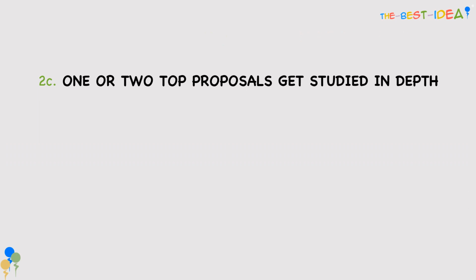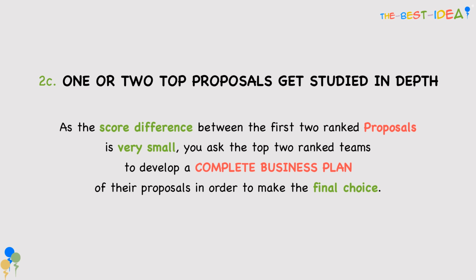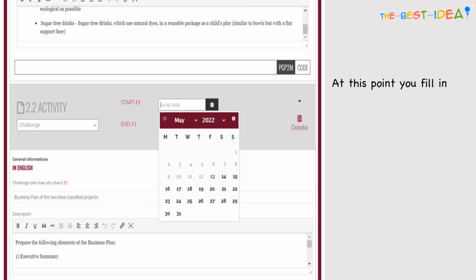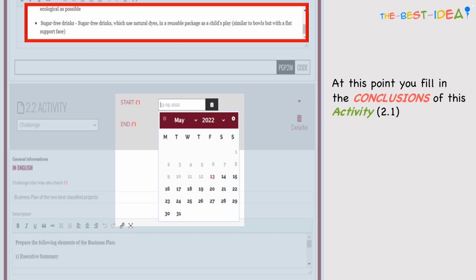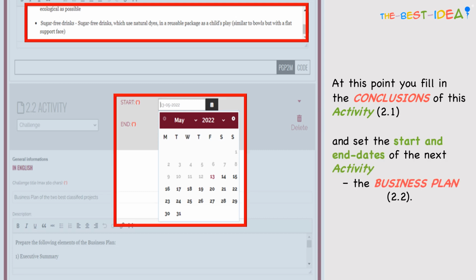Continuing on with step C, 1 or 2 top proposals get studied in depth. As the score difference between the first 2 ranked proposals is very small, you ask the top 2 ranked teams to develop a complete business plan of their proposals in order to make the final choice. At this point, you fill in the conclusions of this activity and set the start and end dates of the next activity, the business plan.